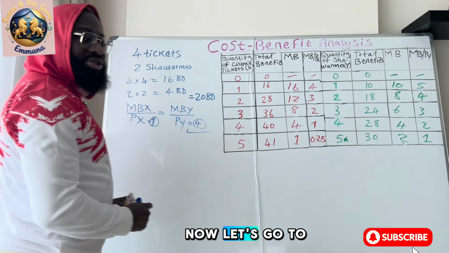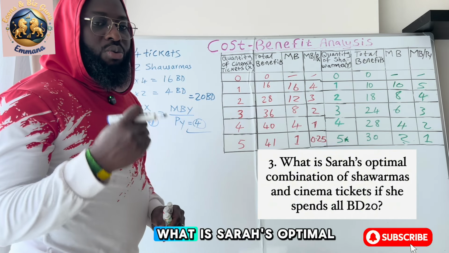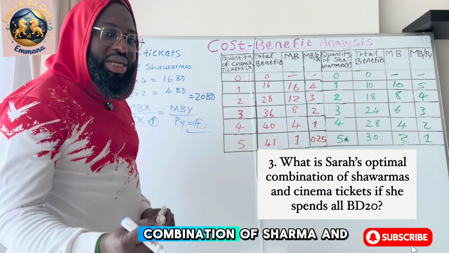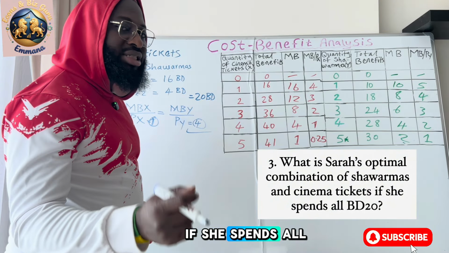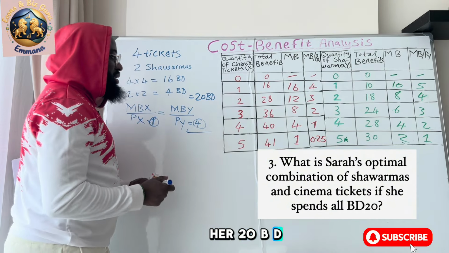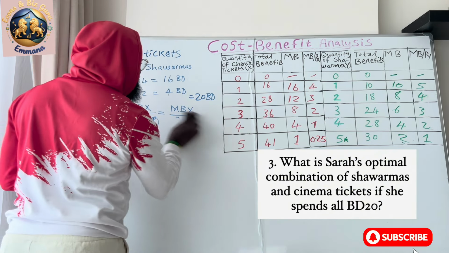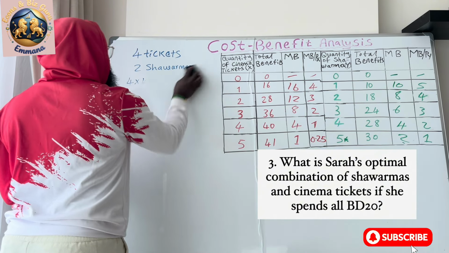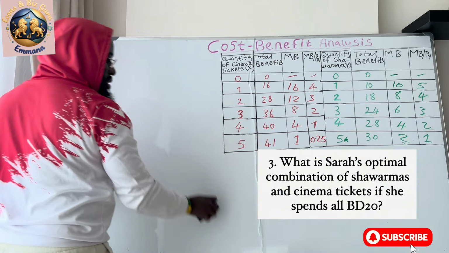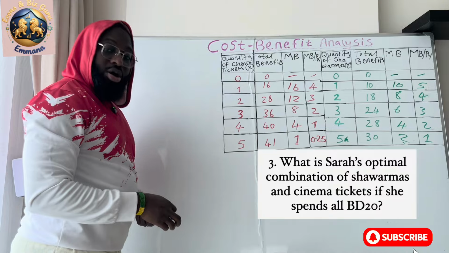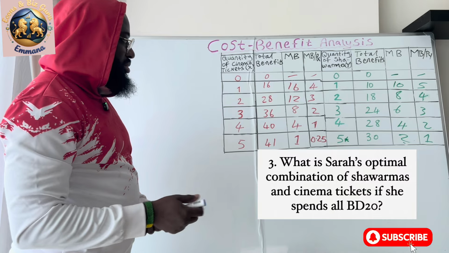Now, let's go to the third question. The third question says, what is Sarah's optimal combination of shawarma and cinema ticket if she spends all her 20 BD? Read the question, solve it yourself. All right, now let's do it together.